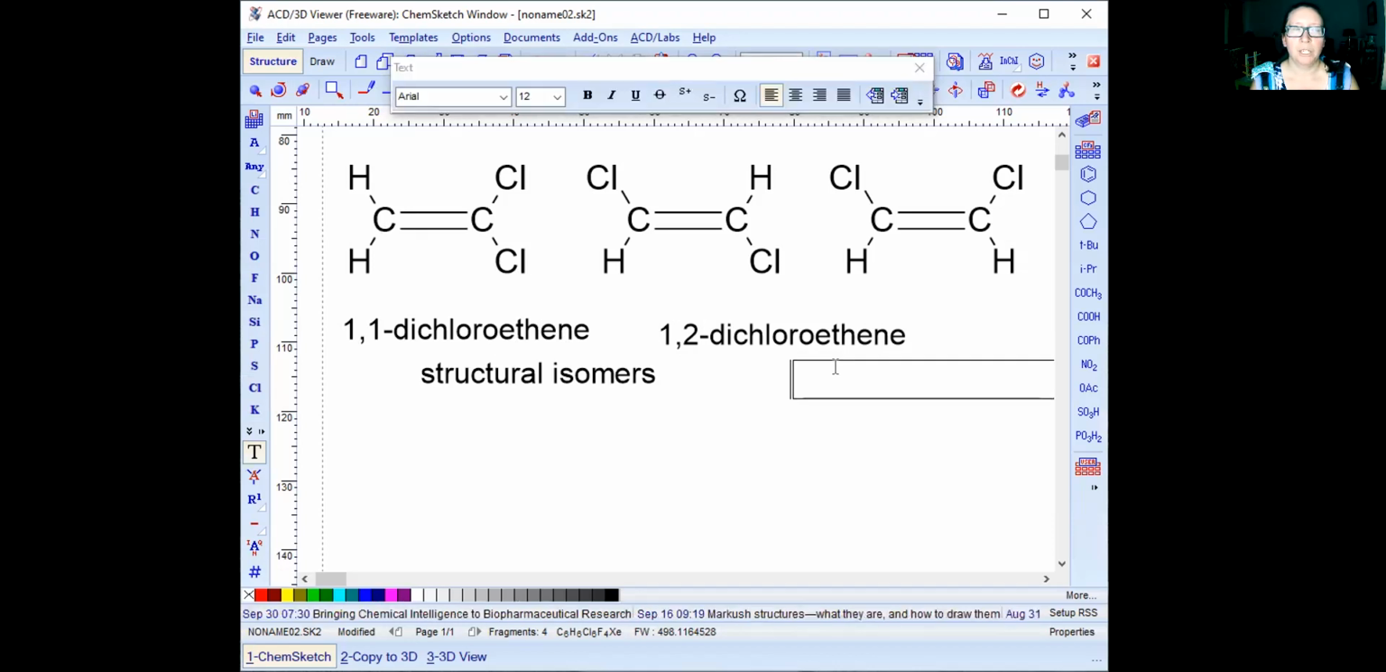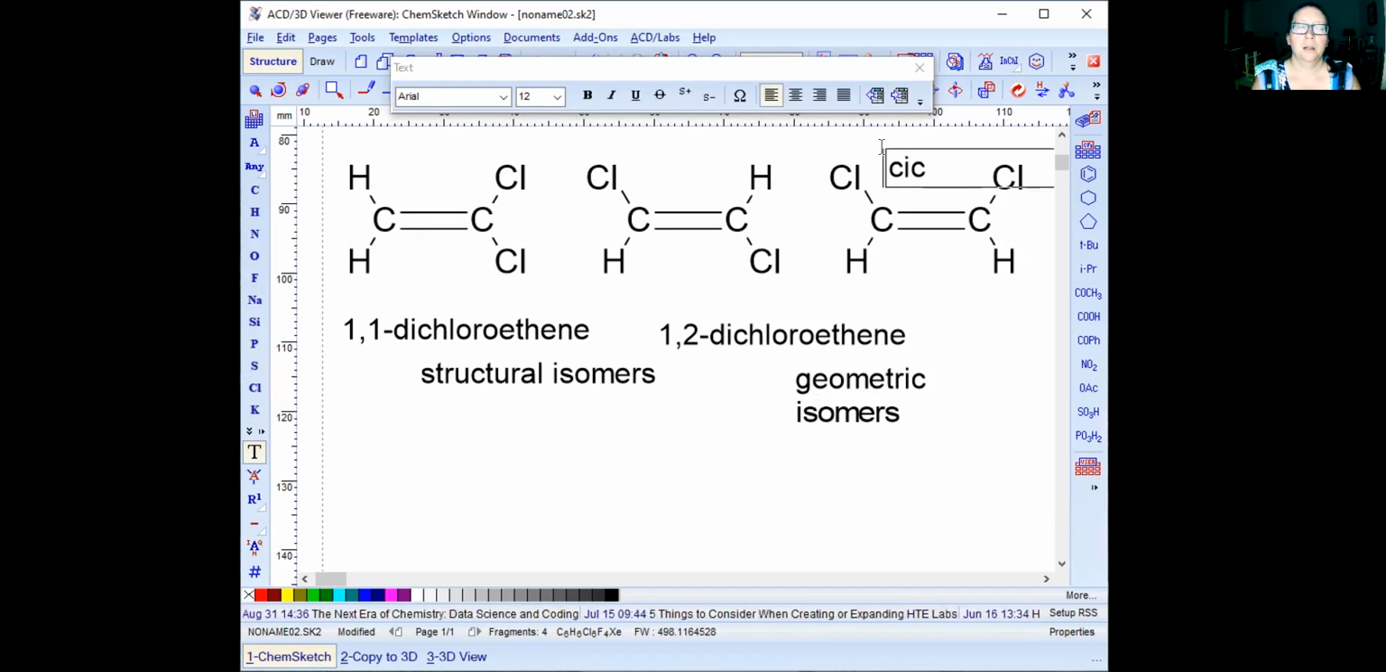And then over here on the right-hand side, we have what are called geometric isomers. We say that these 2 are the cis isomers and these 2 are the trans. And what that refers to is the chlorines are on the same side of the molecule in the cis isomer, and the chlorines are on opposite sides, kind of forming like this zigzag in the trans isomer.